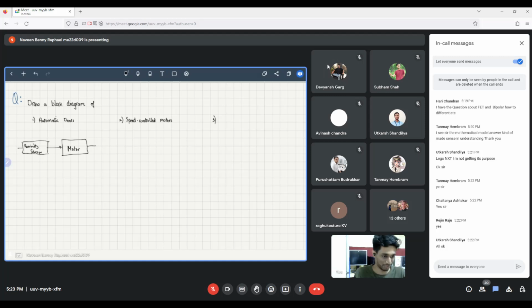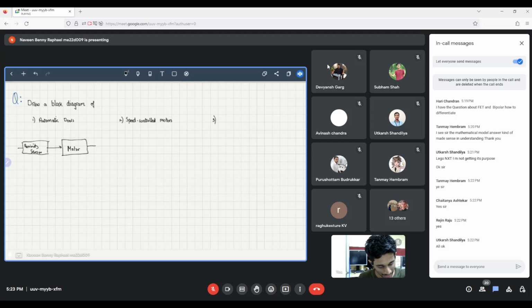Clearly, firstly, there's no loop. Secondly, it's incredibly simple. This is an advantage of open loop systems. Open loops are very simple to conceptualize, and you can quite easily make them. A speed controlled motor, on the other hand, is not that easy, because even though you have a mathematical model of the motor, and you know how much current you have to give so that the motor spins at a specific speed, it doesn't always do that.